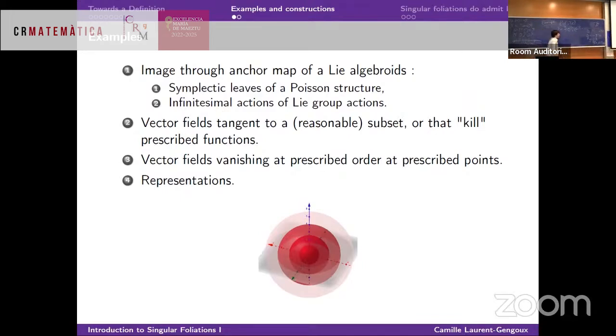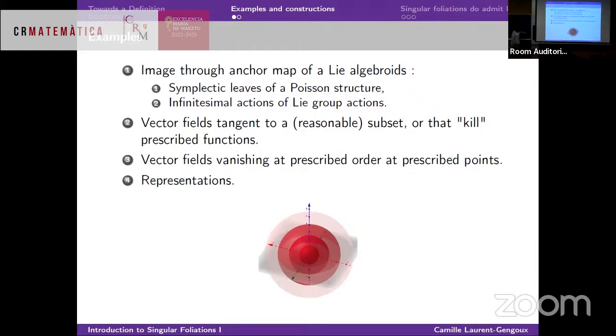Now, here is another example. I want to spend some time with this example. It's going to be, again, the exercise by Ruben next Thursday. It's vector fields which are tangent to something. So I'll be more precise.